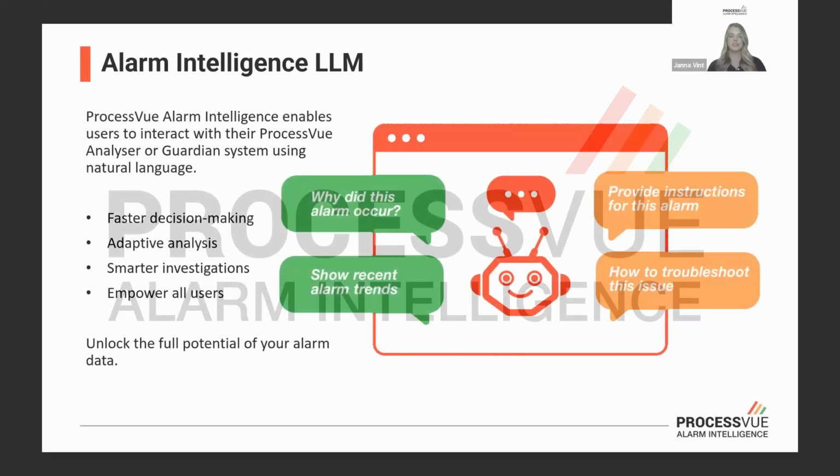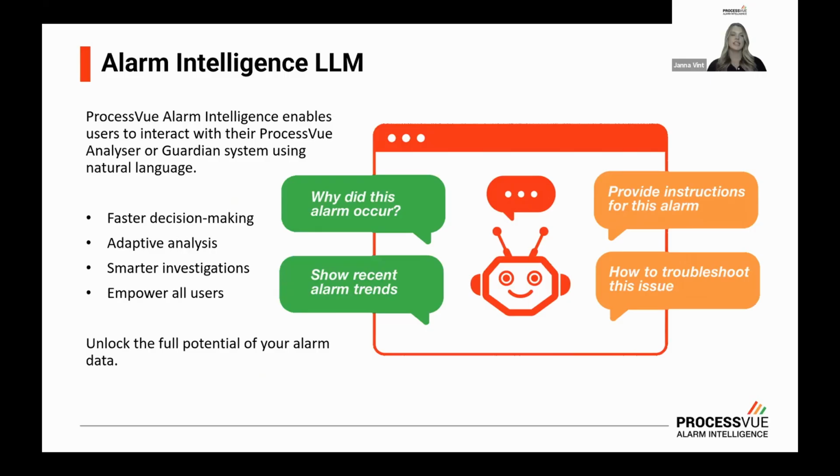ProcessVue Alarm Intelligence is a large language model that enables users to interact with the entire ProcessVue suite using natural and normal language. It's going to unify our products so that you can achieve faster decision-making, adaptive analysis, smarter and more efficient investigations, and it's going to empower all users to make a change in alarm management without needing that expertise or that experience. It's going to allow you to unlock the full potential of your alarm data.